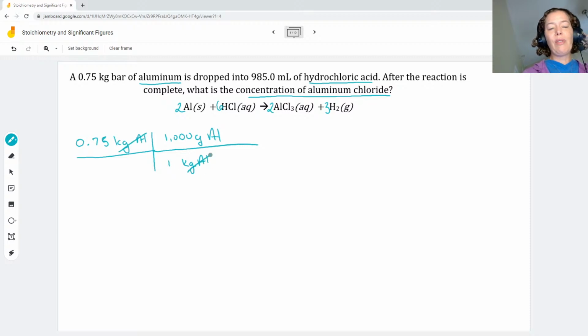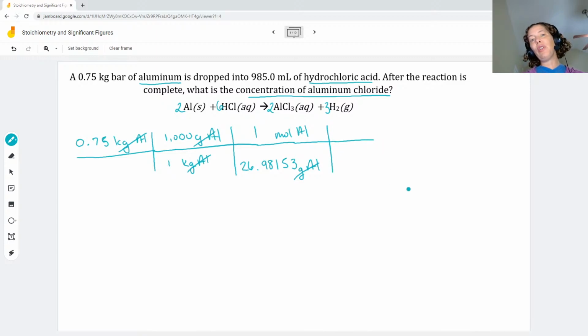Okay, so my kilograms of aluminum have canceled. Now I have converted into grams of aluminum. Because I'm in grams of aluminum, I can convert to moles using the molar mass. So of course, I want to make sure that my units cancel first. So I need to make sure grams of aluminum is in the denominator and moles of aluminum is in the numerator. That is going to be a 1, and this is 26.98153 grams of aluminum. Okay, so my grams of aluminum have canceled. I now have moles of aluminum. And of course, I needed to get to moles of aluminum because I am using a mole ratio.